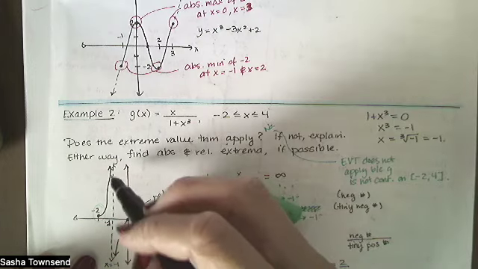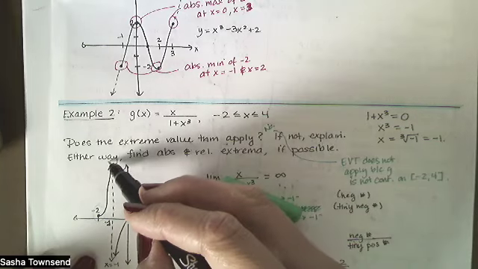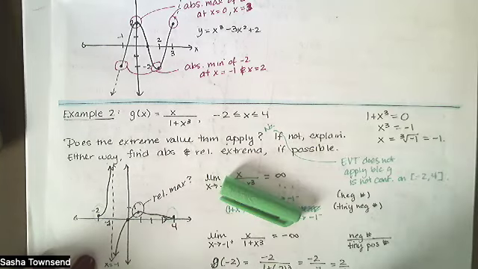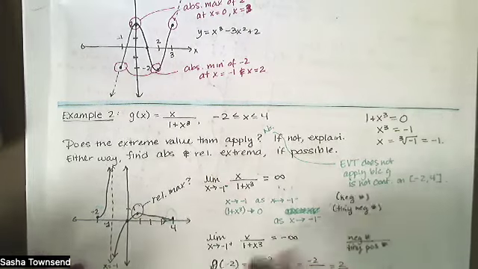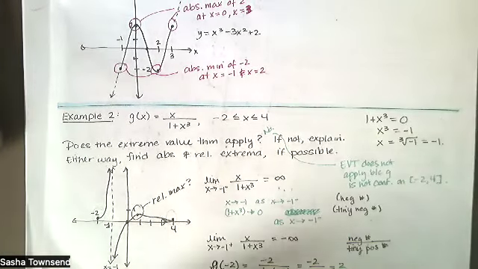And we know that the function doesn't have absolute maxima or minima because the function goes to positive and negative infinity on the interval of interest. So that's how we would do it without the calculator.